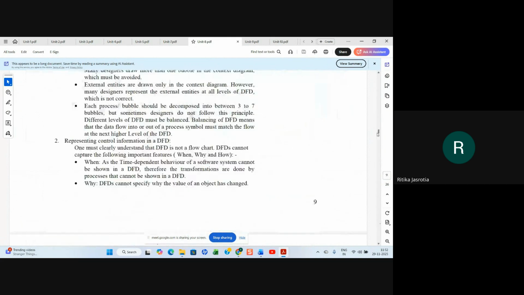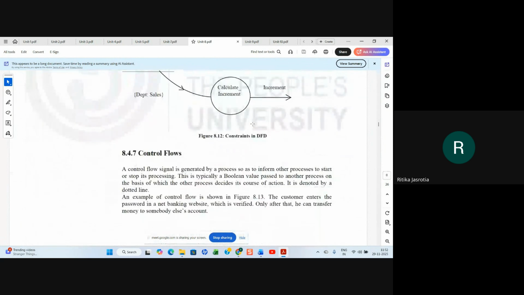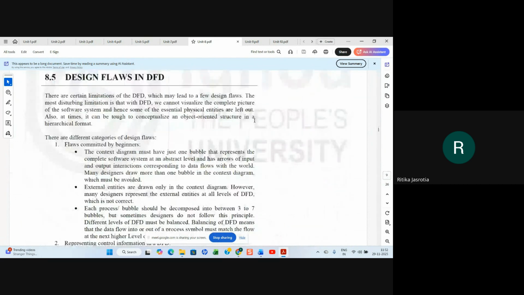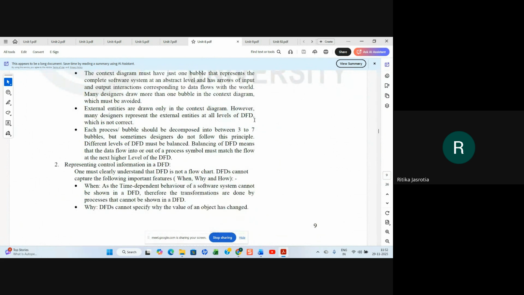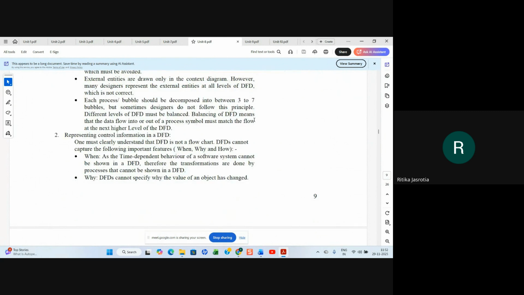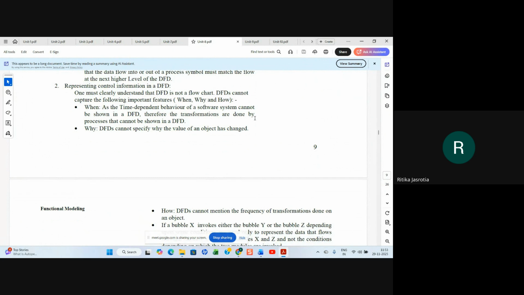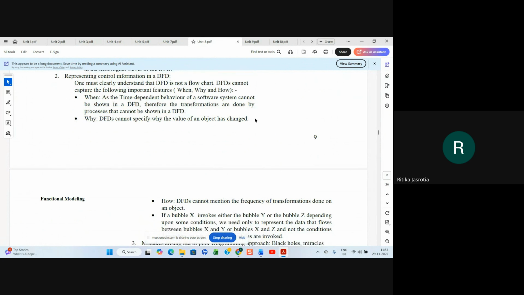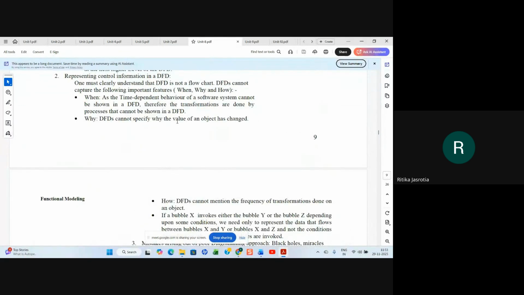Balancing one, I don't know where it is given. DFDs cannot specify why the value of an object has been changed.